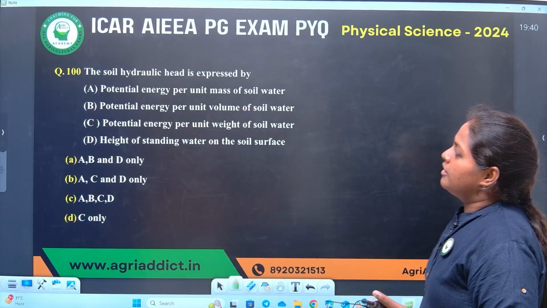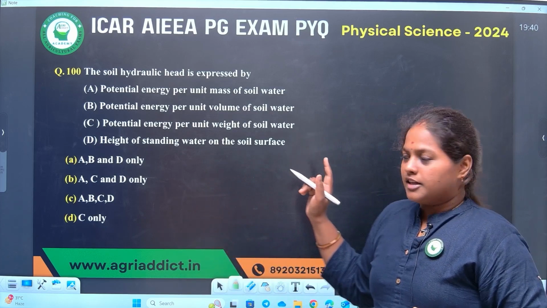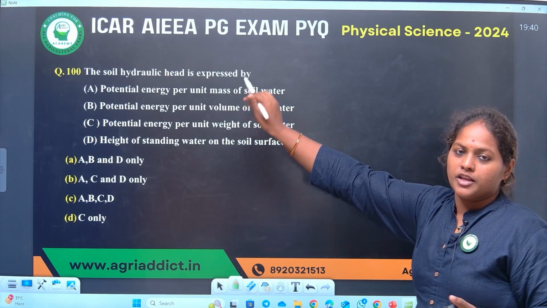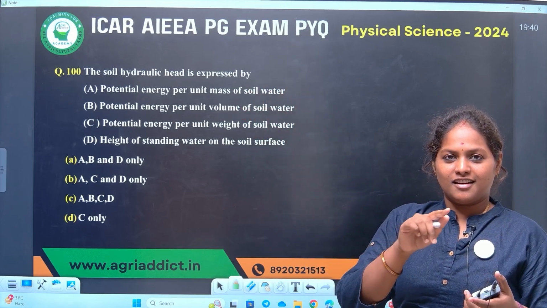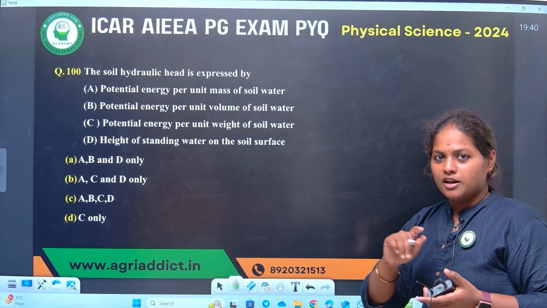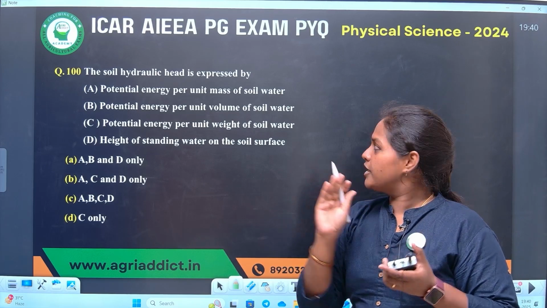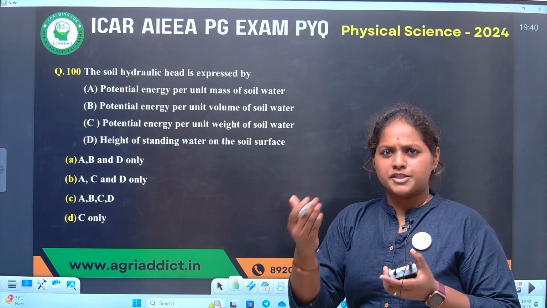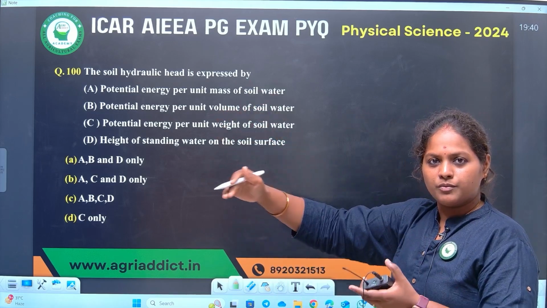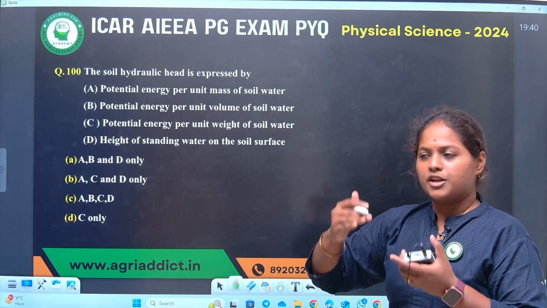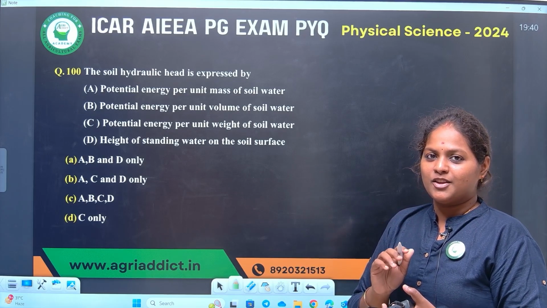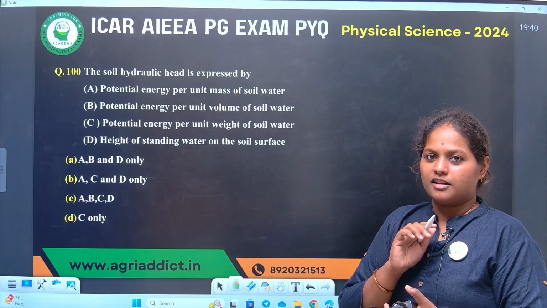Question number 100, a question that is very interesting from soil water. Soil hydraulic head is expressed by... If you learn by heart one particular table in the IEEE textbook, I still remember, in soil water, one particular table is given with the ways of expressing soil water potential: potential energy per volume, potential energy per weight, potential energy per mass, and the resulting units are also given. If you memorize the table, you may remember till your JRF. After that you will definitely forget.